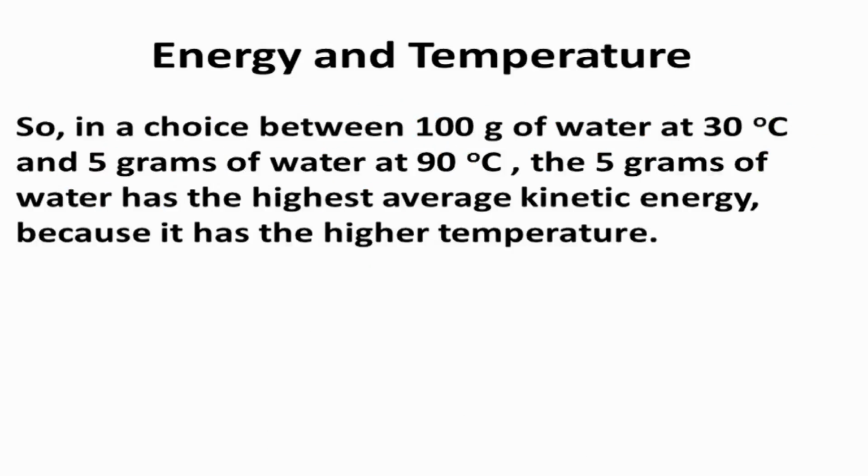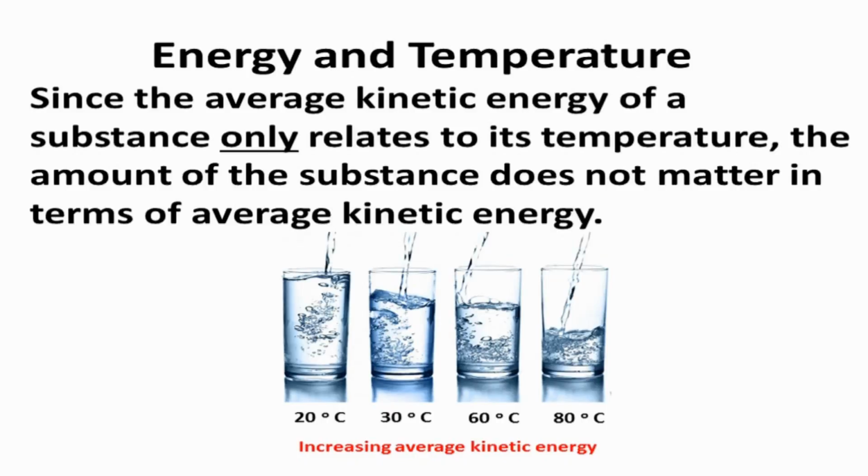So in a choice between 100 grams of water at 30 degrees Celsius and 5 grams of water at 90 degrees Celsius, the 5 grams of water has the highest average kinetic energy because it has the higher temperature. Since the average kinetic energy of a substance only relates to its temperature, the amount of the substance does not matter in terms of average kinetic energy.